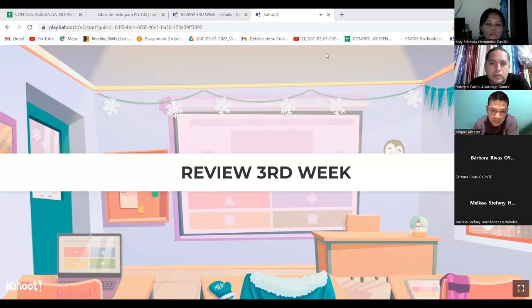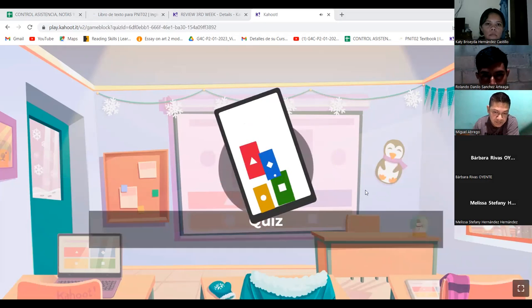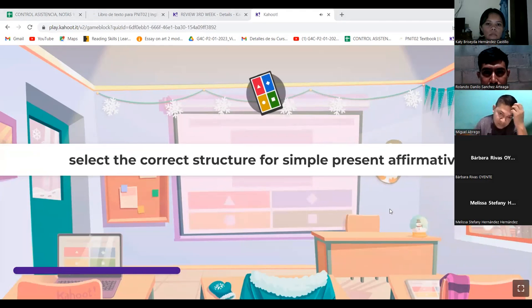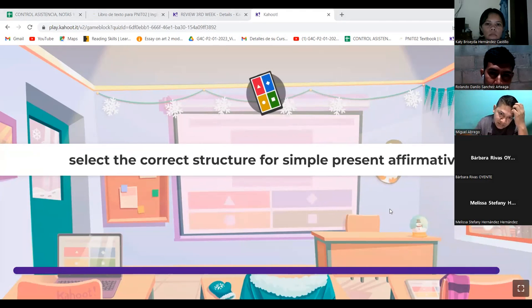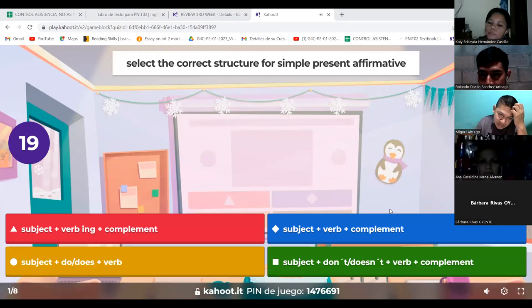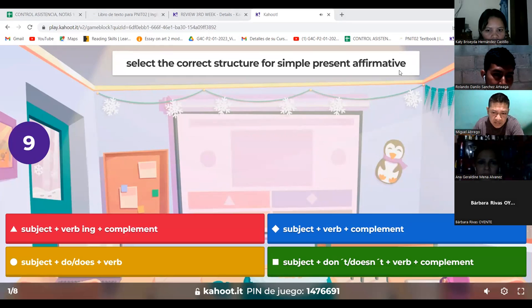Okay, recuerden cómo funciona. Arriba aparece la pregunta. Abajo las 4 colores de las respuestas. Usted en su pantalla selecciona el color de la respuesta que usted considera correcto. Select the correct structure for simple present affirmative. Presente afirmativo. ¿Cuál es la estructura? Uy, tengo 0 respuestas.